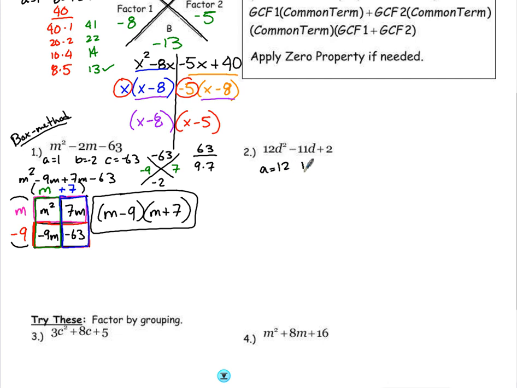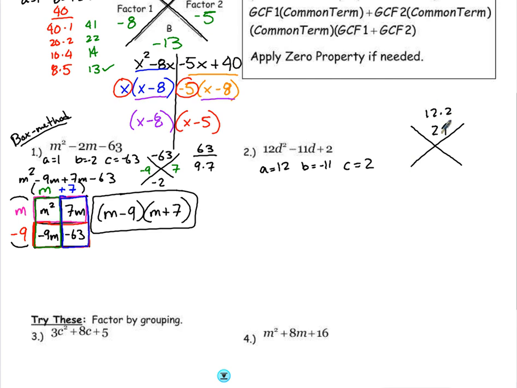Now I always want to remember to check for GCF, but 12, 11, and 2 don't have any common factors that I could factor out. So because a is a 12, it's really important that when we draw this x, we go ahead and multiply a times c. 12 times 2 is 24. Positive, because they're both positive.